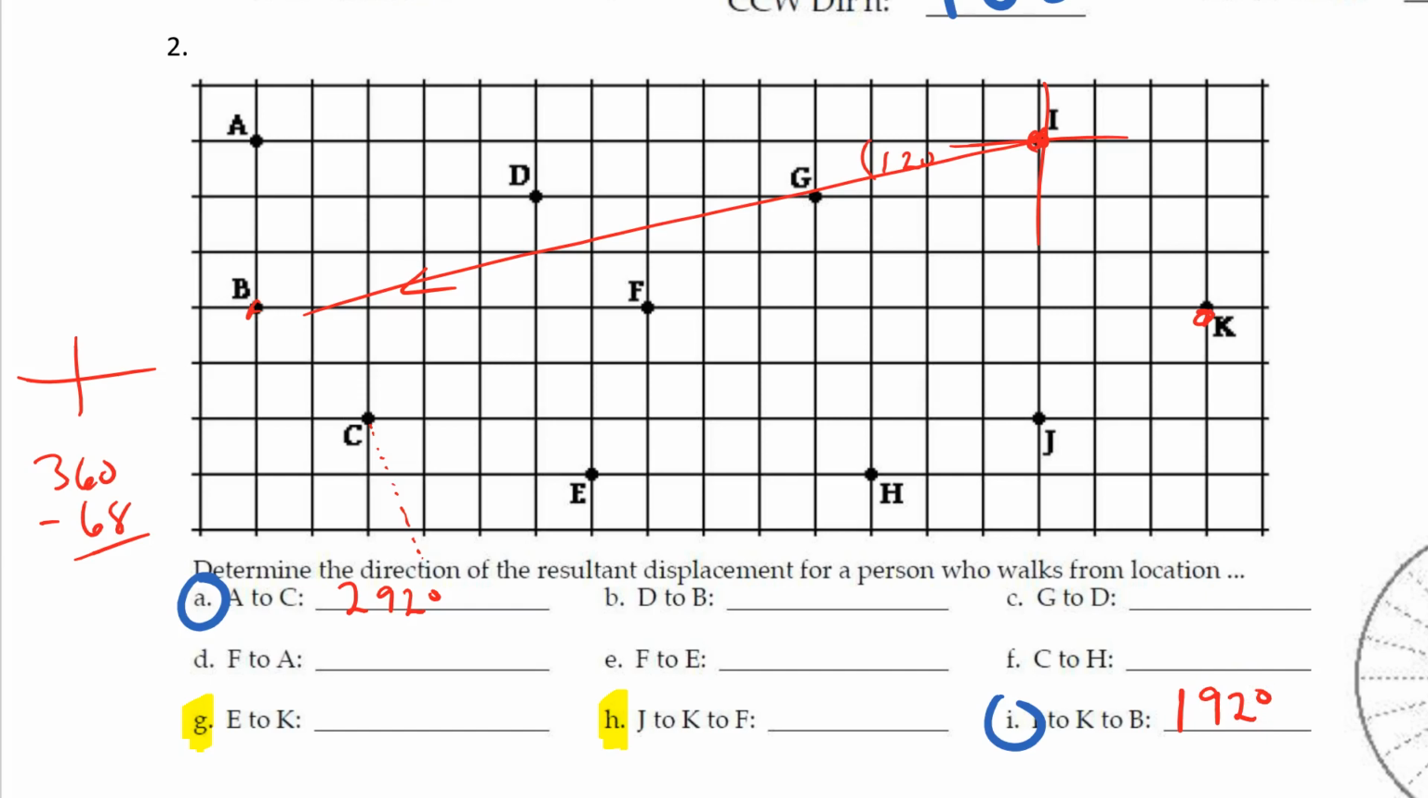So I would like you to try G and H. Now hit pause, give it a shot, and I'll show you my answers. Alright, the answers I got for G, which was going from E to K, was 16 degrees, and the answer that I got for H, which is from J to F, was 162 degrees.